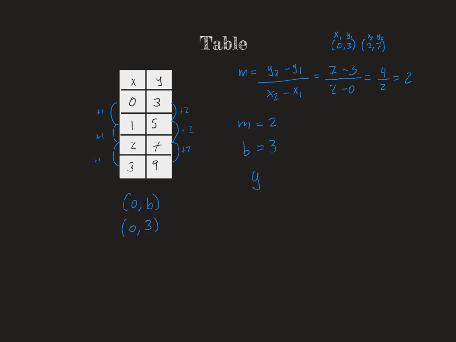Now we're going to write it as y equals mx plus b, and we're going to substitute the values of m and b. So that's going to be y is equal to 2x plus 3. In this case, we only saw positive slopes, but sometimes the numbers are going to be negative. And that means that your line, instead of going up, is going to be going down from left to right.